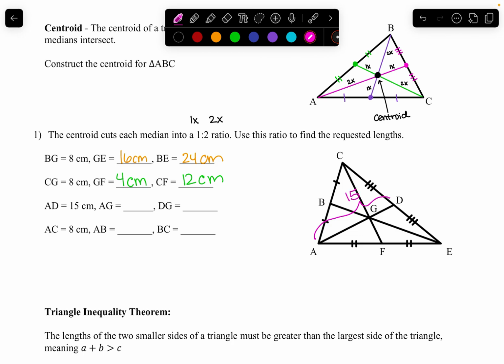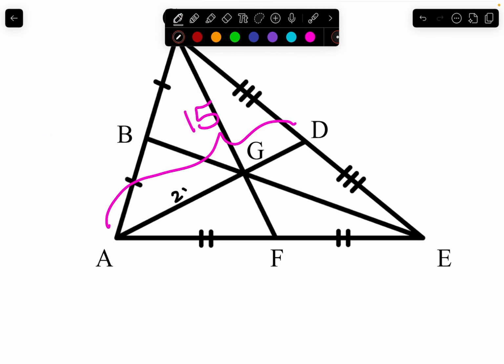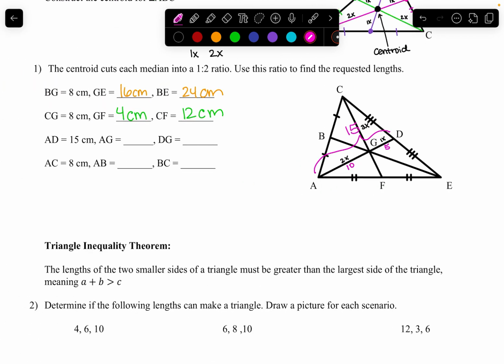Okay. AD, ooh, AD is the whole segment. Goodness, that's going to be 15. So what I need to do now is I need to cut this into my 2x and my 1x. The problem is that the whole median is going to end up being a 3x. That's going to be helpful for me because that's going to allow me to find my 1x. And once I know my 1x, I'll be able to find my 2x. So if 15 is my 3x, that means that the x itself is going to be 5. Well, if x is 5, that means that 2x is going to be 10. And isn't it true that 10 and 5 is 15? So AG, which is my longer side, is going to be 10 centimeters.